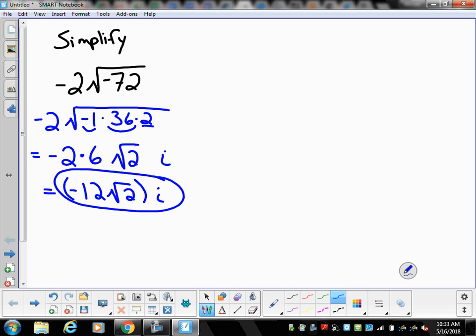So a couple things that I didn't focus on a lot yesterday. If there's a number outside already, then you just end up multiplying it by whatever you bring out of the square root. And the other piece, I always put the i at the end. I think yesterday I put it in the middle on a couple of them, before the square root. I always put it at the end and put parentheses around the actual number. And that's more for the next type we're dealing with, complex numbers. All right, questions on that?